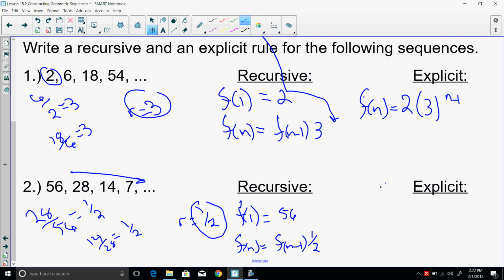For this one, I will do the same thing. I will say, all right, f of n is equal to the value of the first term. This time it was 56. Common ratio is 1/2, and then to the n minus 1. So very similar to what we were doing with arithmetic sequences, except now we're multiplying instead of adding. All right? And don't forget, the way you find your common ratio is by dividing two successive terms. The second one divided by the first one, and then the third one divided by the second one, and so forth. All right, cool, cool.